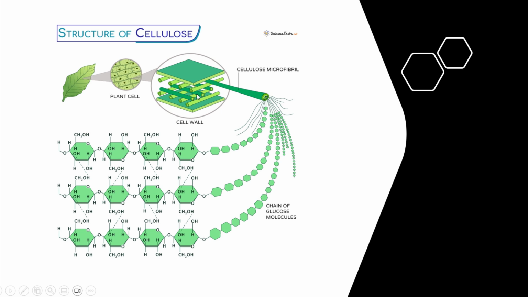And so these are going to go together. Many of these microfibrils are going to go together to create a lot of straight chains like that. It's going to be very strong, and that's going to be inside the cell wall of the plant cell.